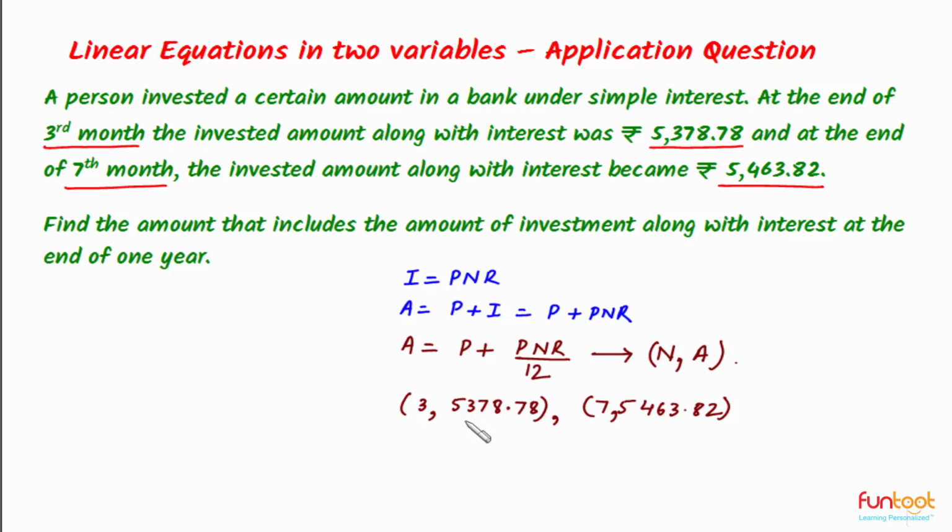And 3, 5,378.78, that means the amount at the end of 3 months, and 7, 5,463.82, the amount at the end of 7 months, are the two solution pairs of this equation. With this approach, let's complete the solution.